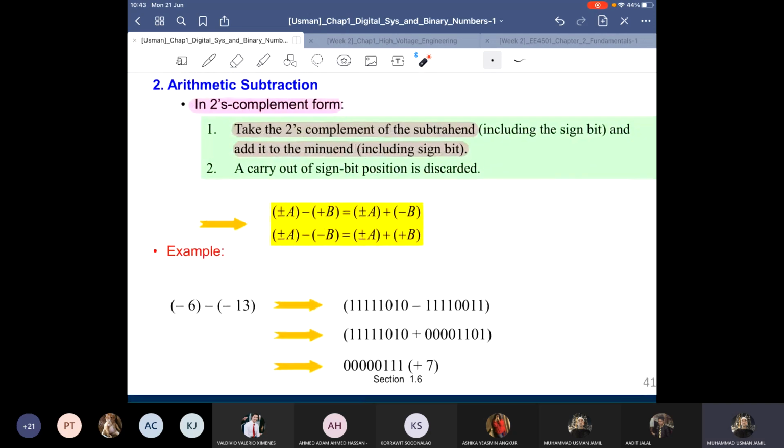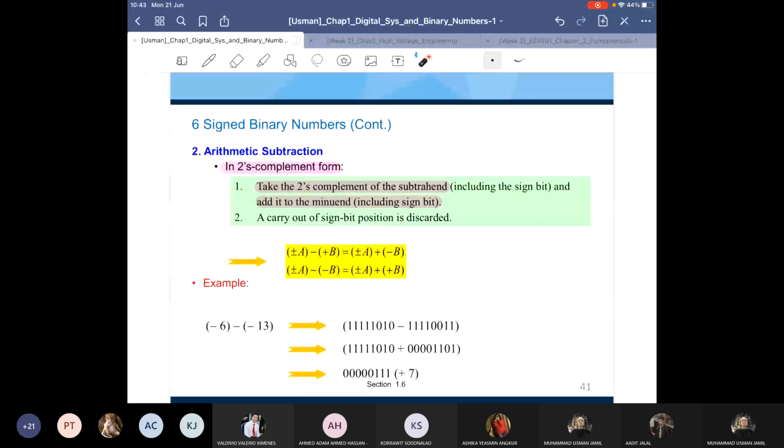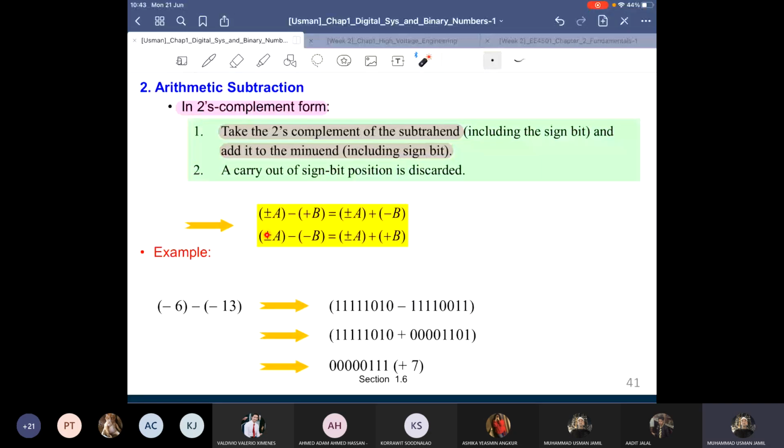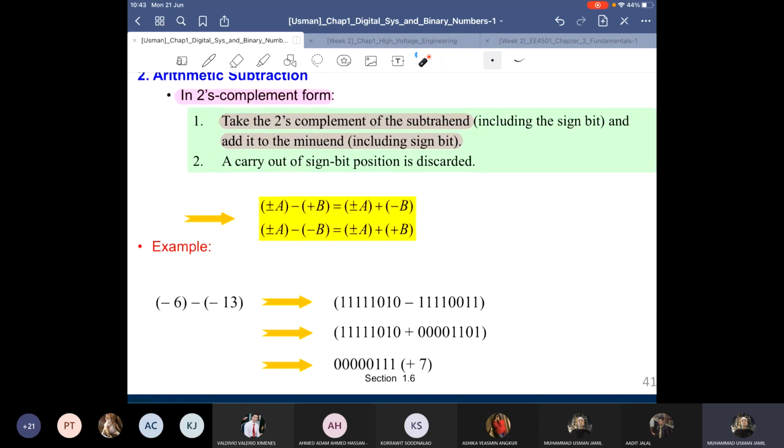Now for here, you have a number a, either positive or negative, then minus b, so you take b's complement. Minus b means b's complement, so take the 2's complement, then subtract. So we can say a plus b, just add the two numbers, and you can get your answer. And here is an example.